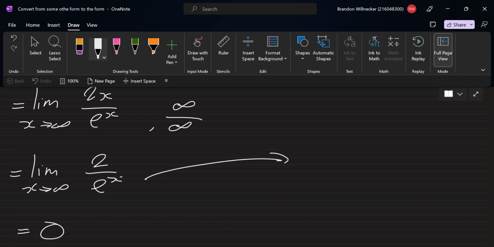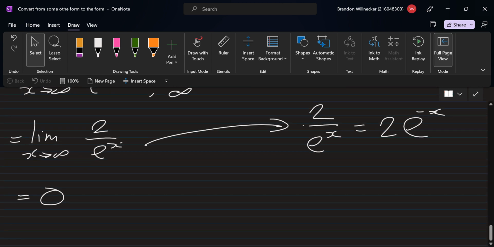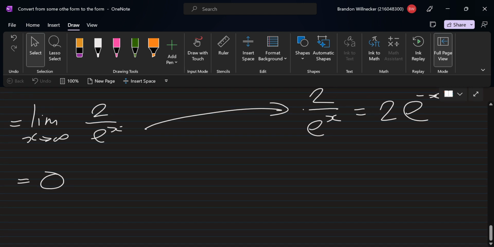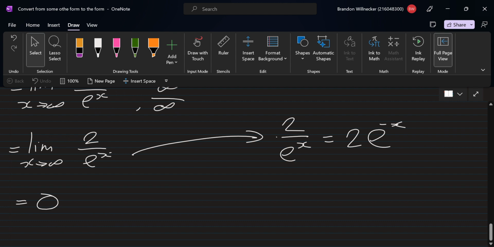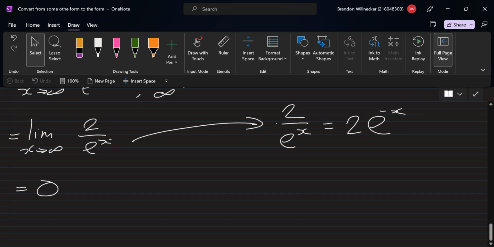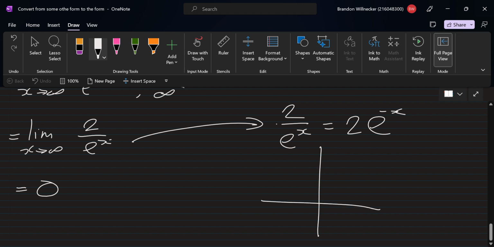Okay, it's not working. Anyway, on the side here, 2 over e to the x. We can write that as 2 e to the minus x. Okay, maybe that's a bit better to work with. So to find the limit, we can just draw a quick graph to see what happens. So whenever we have e to the minus x, we know that we've got some decreasing function like this.